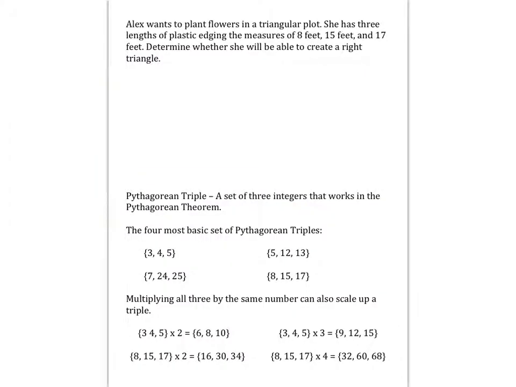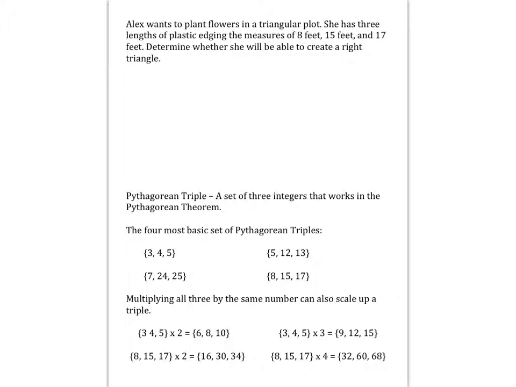Now let's take a look perhaps at a word problem. We are still going to use the converse of the Pythagorean theorem, but now it's just in a word problem. So let's take a look at what it says. Alex wants to plant flowers in a triangular plot. She has 3 lengths of plastic edging, and the measures of them are 8 feet, 15 feet, and 17 feet. Determine whether she will be able to create a right triangle.